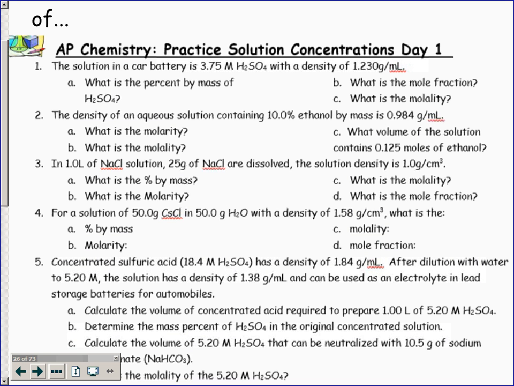It looks like this: practice solution concentrations day 1. I'm starting you off with lots of different scenarios, and you have to manipulate that data to get yourself to the individual units of moles and mass to get whatever the question is asking for. So I'm asking for 1 through 5 to be done Monday, but I know that you might get stuck on one aspect of one of those. I won't tell you which one, but I want you to at least fight through for a minute and try it, okay?